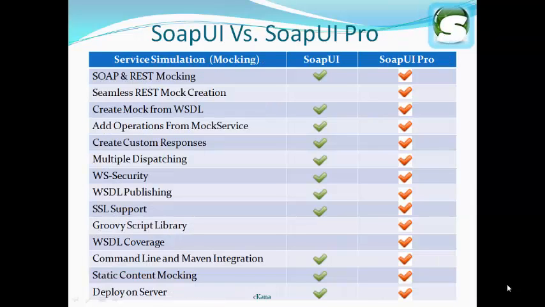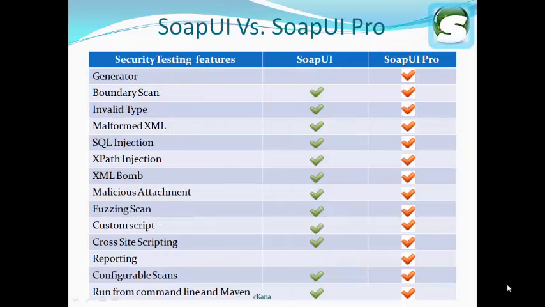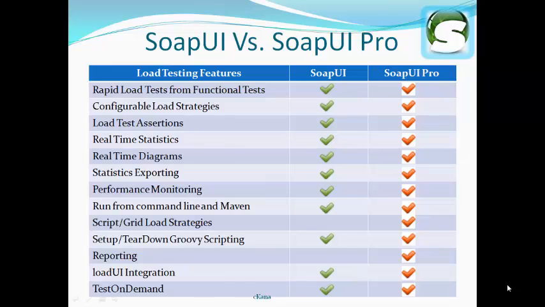In the service simulation, SOAP UI Pro provides seamless REST mock creation. It provides Groovy script library and visual coverage as opposed to SOAP UI. In the security testing features, SOAP UI Pro provides the generator and the reporting features, which are additional as compared to SOAP UI. In the load testing features, SOAP UI Pro provides script grid load strategies and reporting, which are missing from SOAP UI.